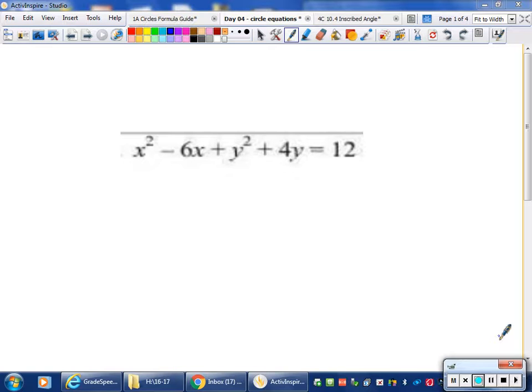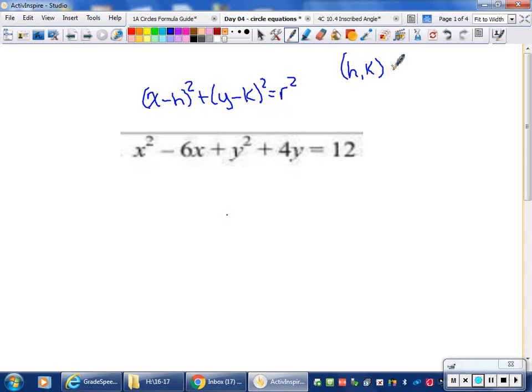Today we're going to cover how to take an equation of the circle in non-standard form and put it into standard form using the completing the square method. What you see right now on this screen is the equation of a circle, but it is not in standard form. Standard form is (x minus h) squared plus (y minus k) squared equals r squared, where (h, k) is your center and r stands for the radius.